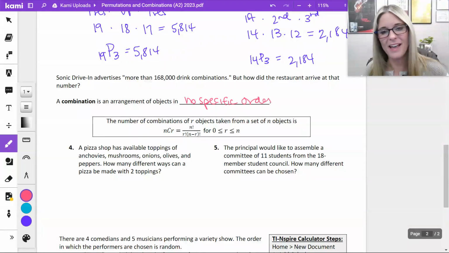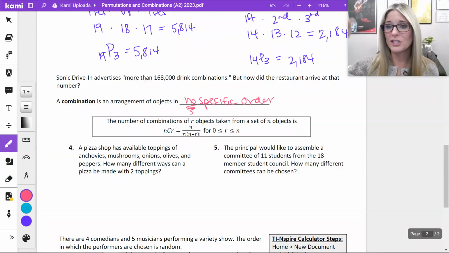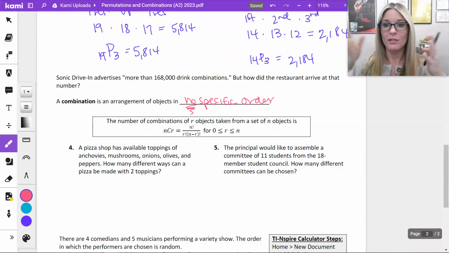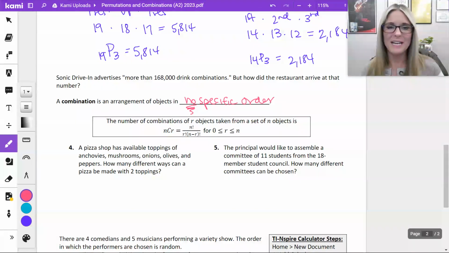So think about it, my Sonic drink, it really doesn't matter which thing they pour in first. If they do the Coke and then the flavor, or they make the slush and the flavors and then the nerds, or it doesn't matter. It's all going to go in my cup, right? So a combination, the arrangement of objects, no specific order. So there is also a combinations formula, also on your EOC reference sheet. The number of combinations of R objects taken from a set of N objects is NCR, and that is N factorial divided by R factorial times N minus R factorial.